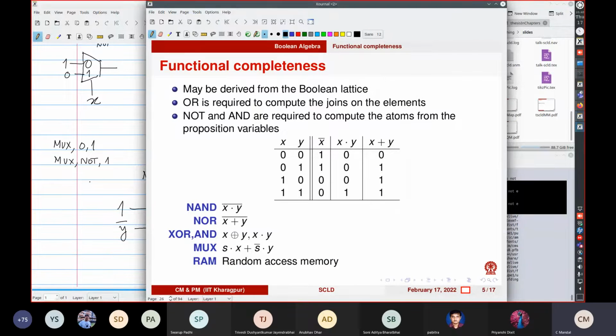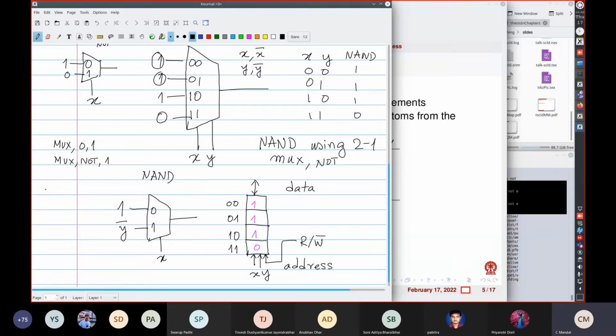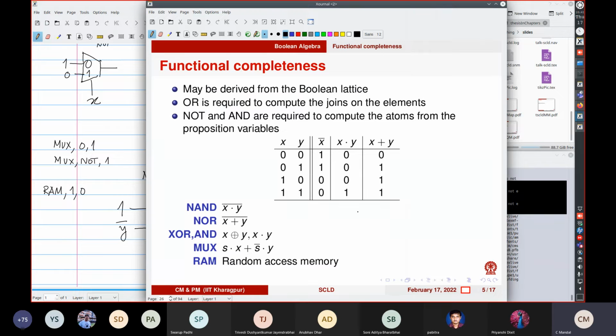And of course, to be more precise, it is not just a RAM. If you think of it functionally, you need the RAM to be programmable. That's what you need to use the RAM as a functionally complete module. There is another one, the minority gate. A minority gate gives you the minority value among the given inputs.